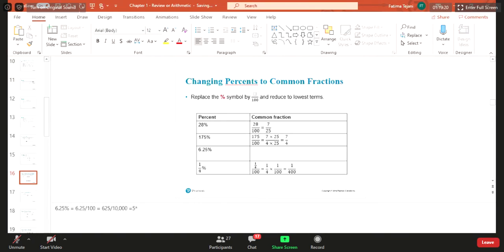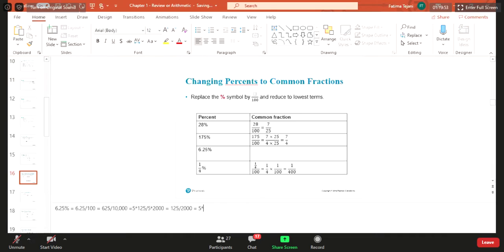So 5 ones are 5, 5 twos are 10, and 5 threes are 15. So 625 divided by 5 is 125, and 10,000 divided by 5 is 2000. So it is equal to 125 divided by 2000. Then 2000 divided by 5 is 400, and 125 divided by 5 is 25. You don't have to convert to decimal.